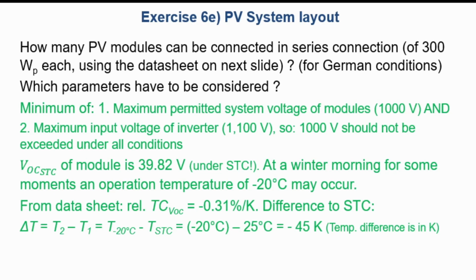Sometimes you also see in literature that the temperature difference is given as 45 degrees Celsius, but usually I learned that temperature differences are given in Kelvin. This is negative. That means if you have a negative temperature difference multiplied with a negative temperature coefficient, you arrive at a positive factor for the voltage increase.